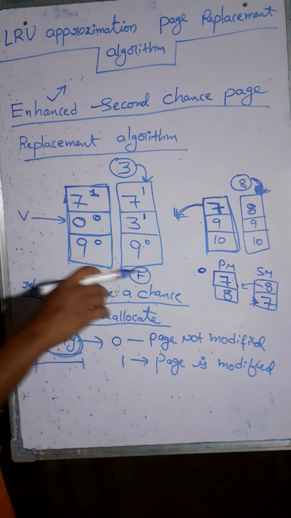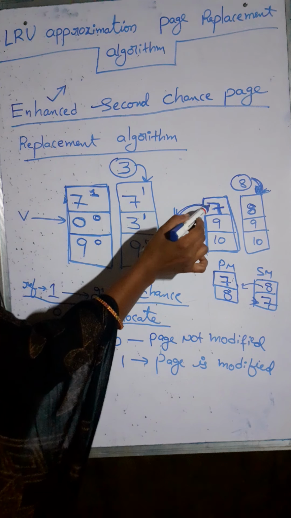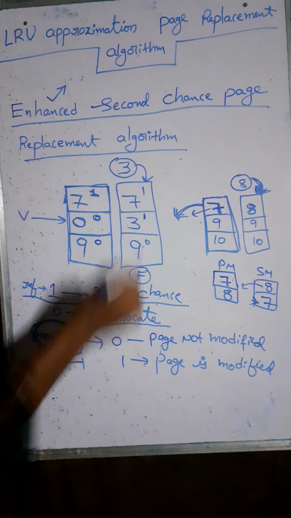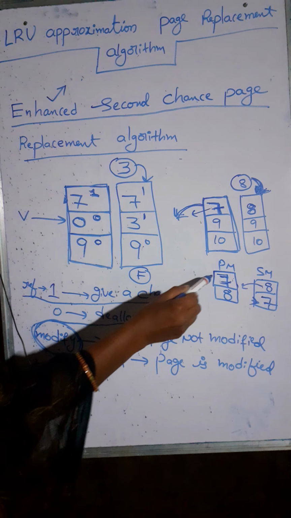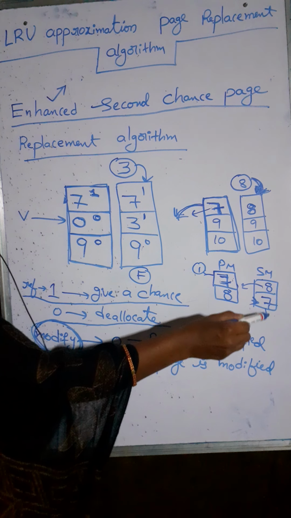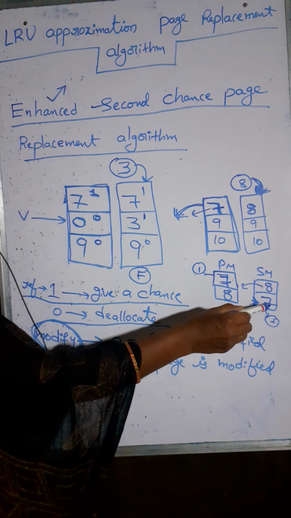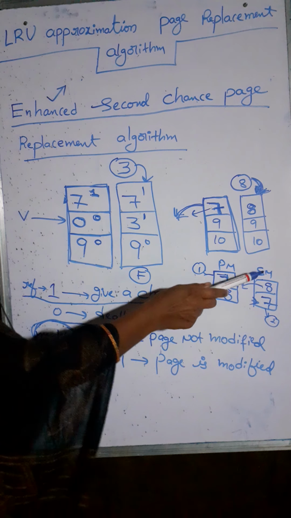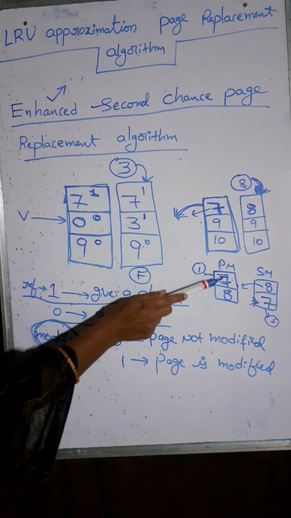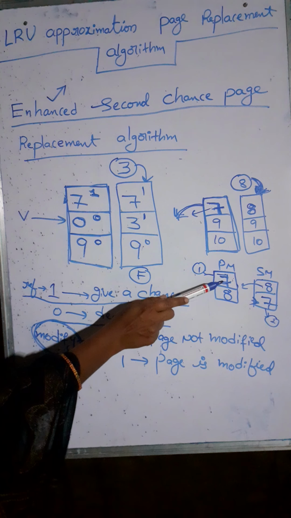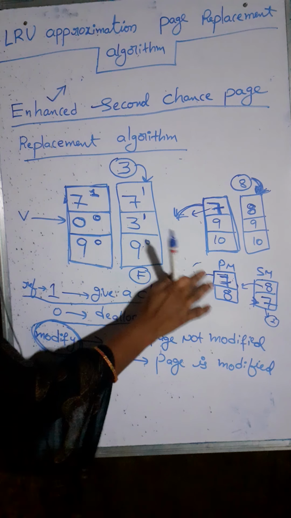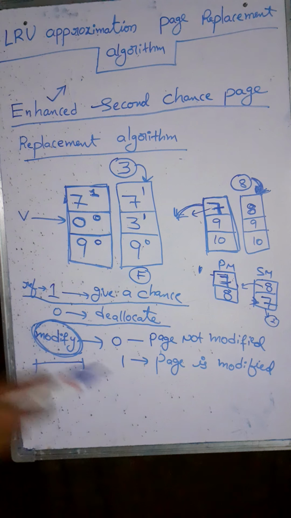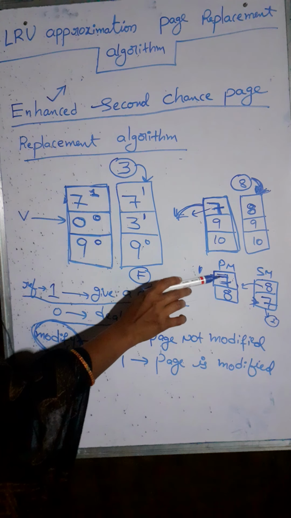Now consider another situation where the CPU has made some changes to page number 7. That means page number 7 data is modified. That means here we have one copy of data, and here we have another copy of data. These two pages' data is different now. In secondary memory we have some data, and in primary memory we have some other data. So now the data of page number 7 is different in primary memory and secondary memory. In this case the modify bit is set to 1. When the modify bit is set to 1, it means that this page data is modified in the primary memory.